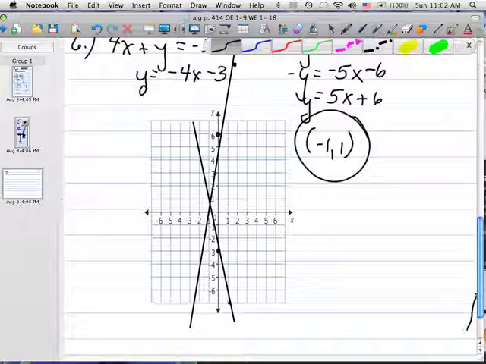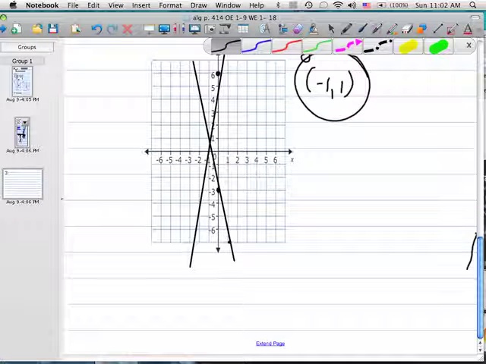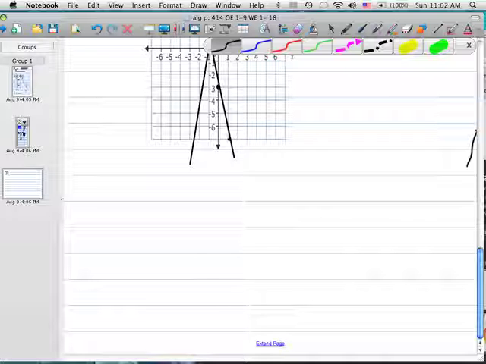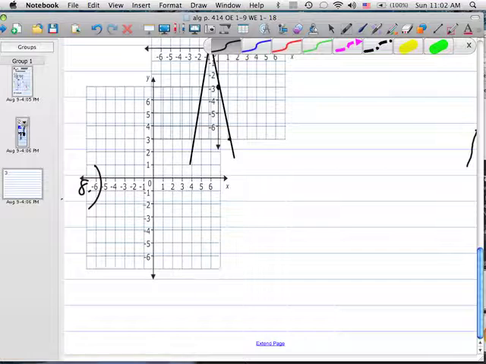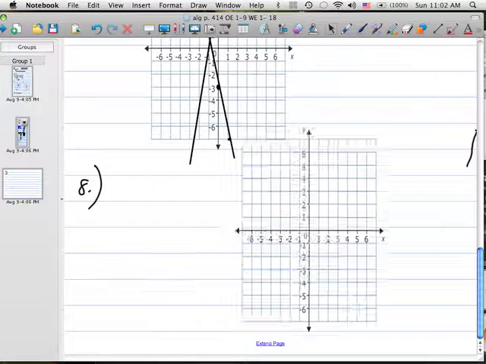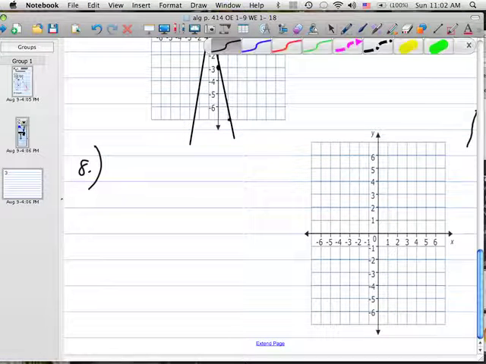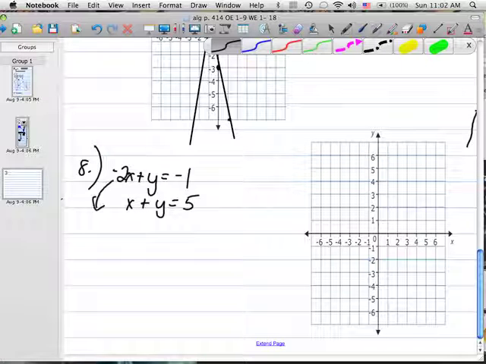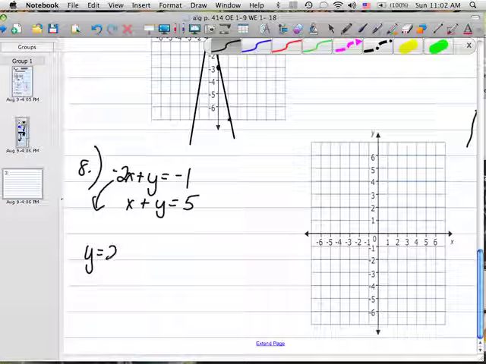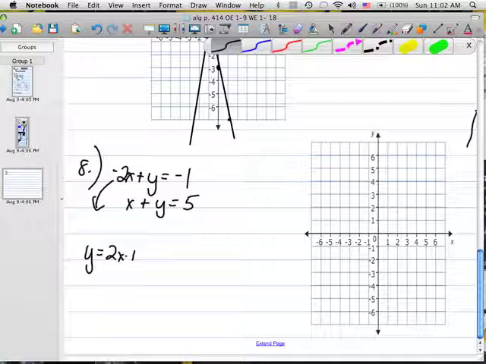And number 8. We have our coordinate plane, and we have -2x plus y equals -1 and x plus y equals 5. The first one, getting it in slope-intercept form, y equals, add 2x to both sides, 2x minus 1. And the second one, subtract x, we get y equals -x plus 5.